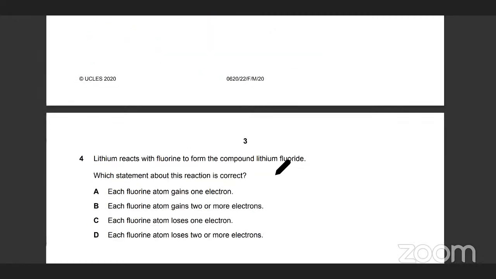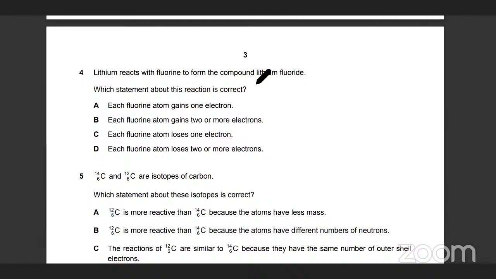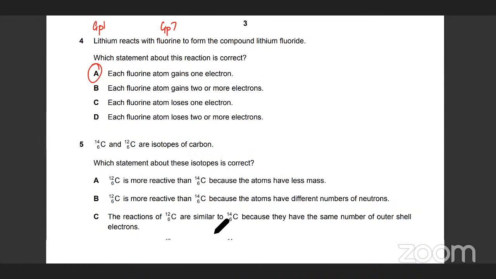And the next one is lithium reacts with fluorine to form a compound. Lithium is in group 1 in the periodic table. Fluorine is in group 7. So is this an ionic compound or a covalent compound? Ionic. Okay, so it's a metal and a non-metal. So which statement is correct? Each fluorine atom gains 1 electron. Okay, so this is going to gain 1 electron to form -1. That would lose 1 electron to form +1.